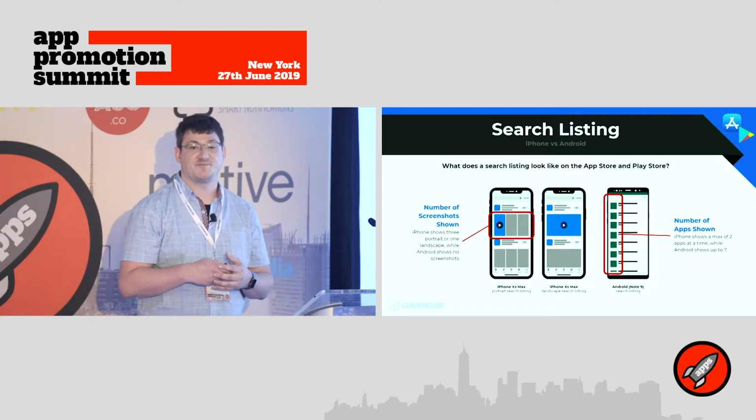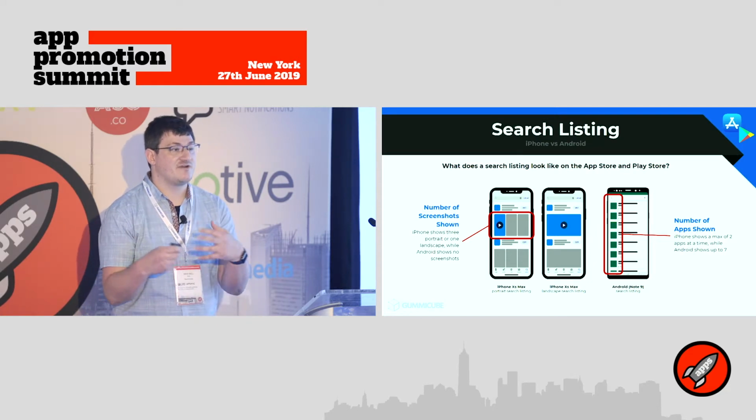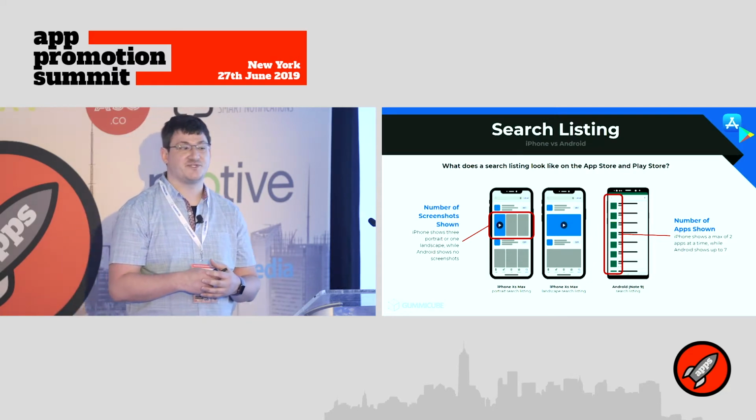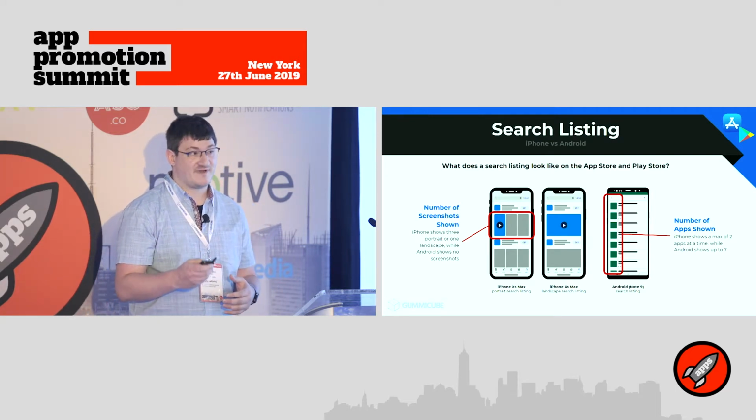The other thing that's important to think about is that the search listing looks very different across the App Store and Google Play. That experience, which is your top of the funnel, is going to convert differently on each store based on how you present your creative and metadata. What works on Apple might not work on Google, or vice versa.